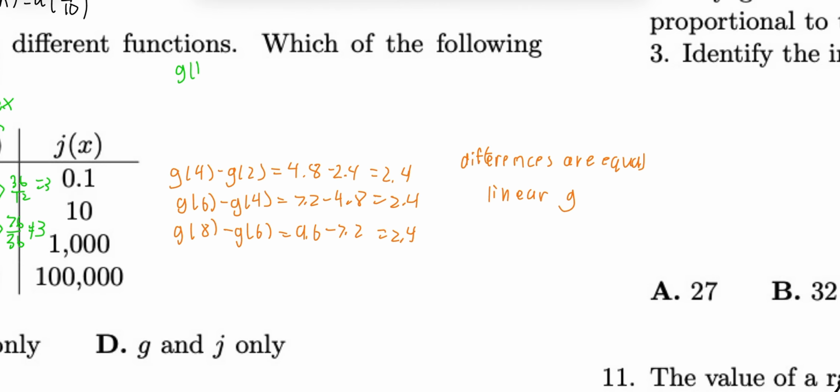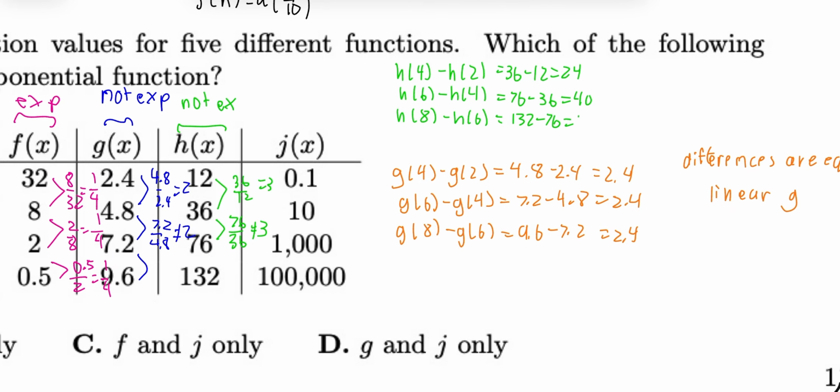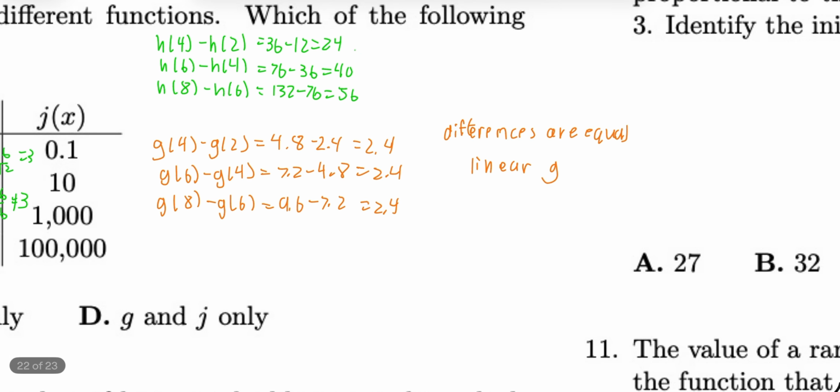So we have h of 4 minus h of 2, that's 36 minus 12, equal to 24. We have h of 6 minus h of 4, that's equal to 76 minus 36, equal to 40. We have h of 8 minus h of 6, 132 minus 76 is 56. Now the second differences, taking these, that's going to be 16 and 16. So because the second differences are equal, that means that we have a quadratic for h.